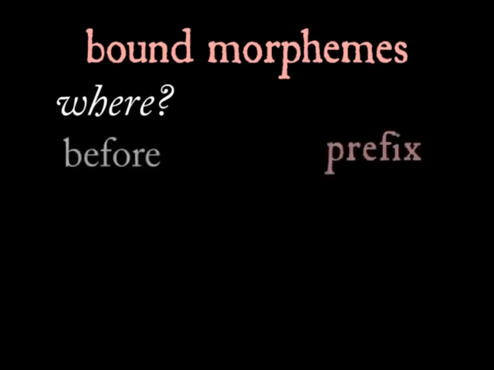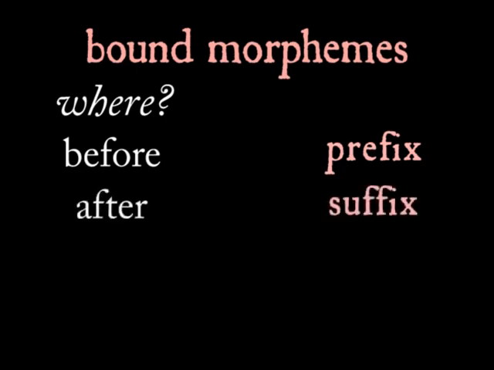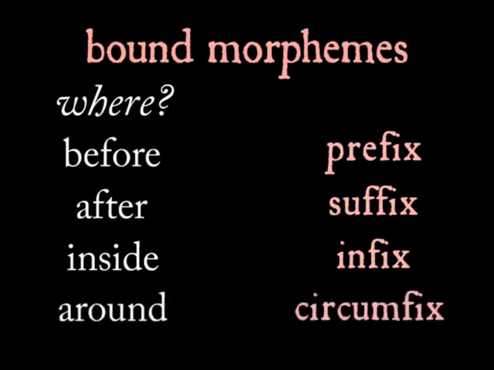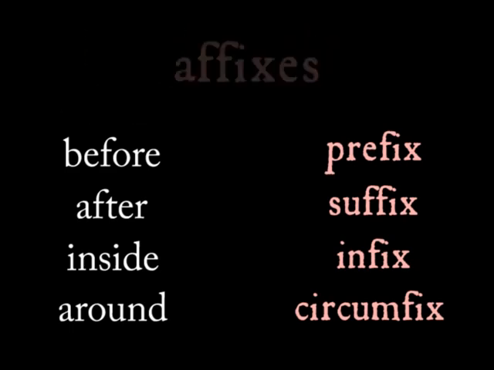Bound morphemes are generally bound in a fixed position with respect to the morphemes they're attaching to. Morphemes that attach before another morpheme are known as prefixes. Morphemes that occur after another morpheme are known as suffixes. There are other examples that actually occur inside of another morpheme that are called infixes, and bound morphemes that attach around another morpheme, which we call circumfixes. I guess you can say that these are a little more exotic. All of these are known as affixes, which is a Latin way of saying that they're attached to another word.